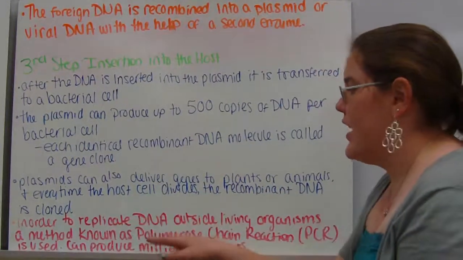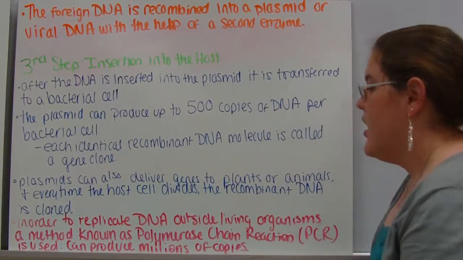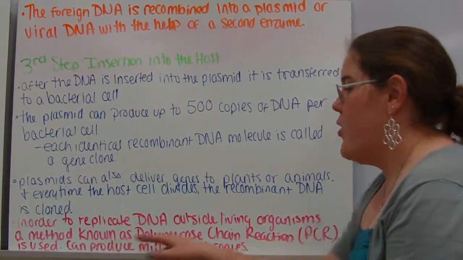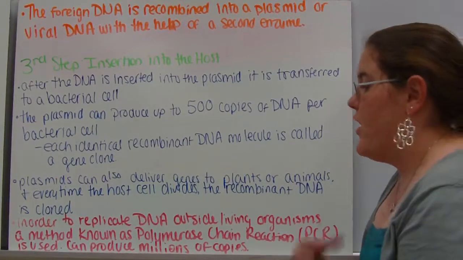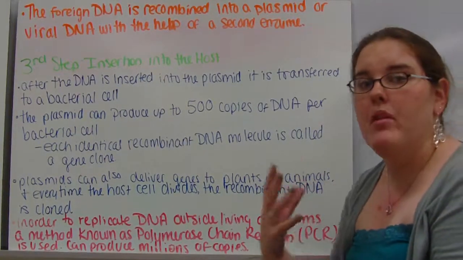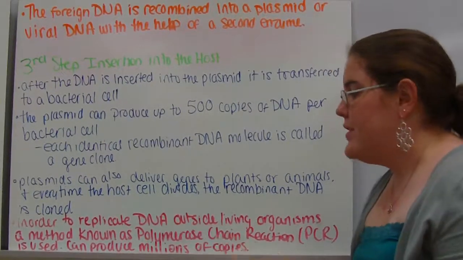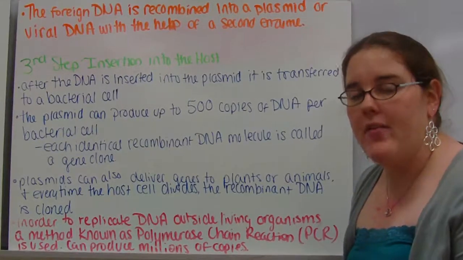In order to replicate DNA outside of living things, however, we have a couple options. In order to replicate DNA outside of a living organism, a method known as polymerase chain reaction, or PCR, is used. They might choose to use this if they need millions of copies of DNA present in a very short time span. PCR is actually capable of cloning millions of copies of DNA every single day.